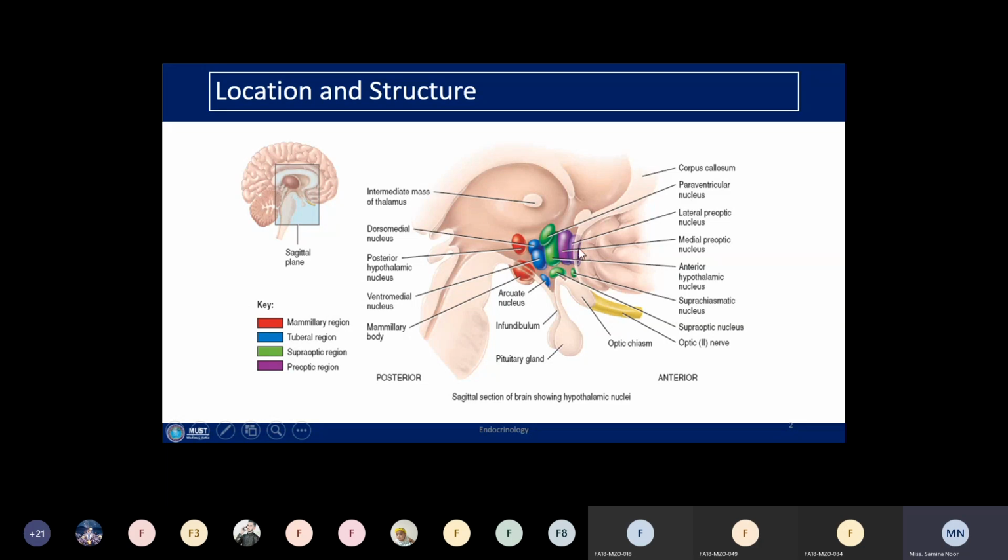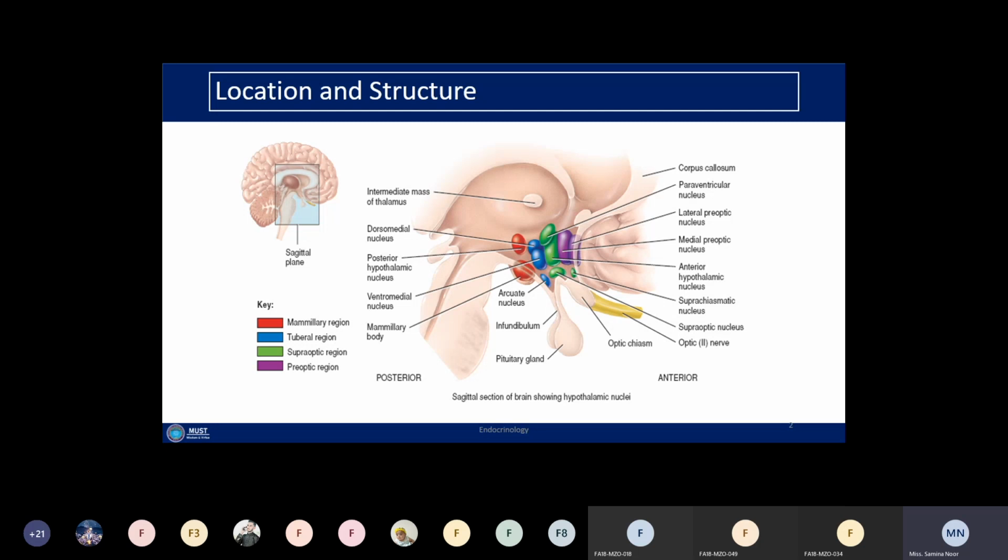In the preoptic region, there are the lateral preoptic nuclei, located in this region. So the hypothalamus contains different regions, and such regions consist of clusters of nuclei, aggregations of the cell bodies, and these nuclei are named according to their position in the hypothalamus.